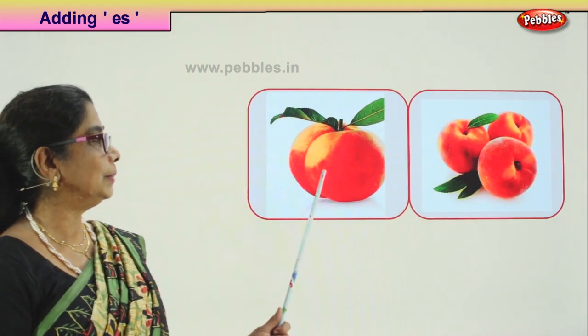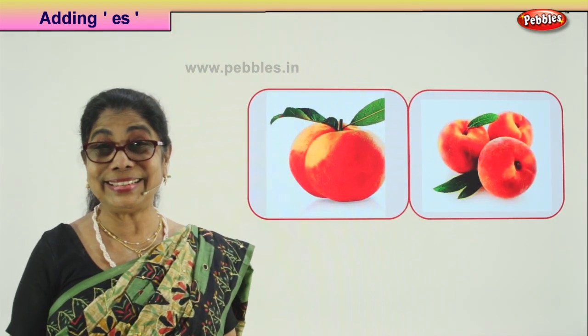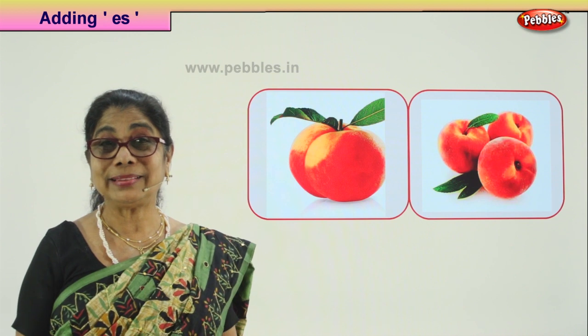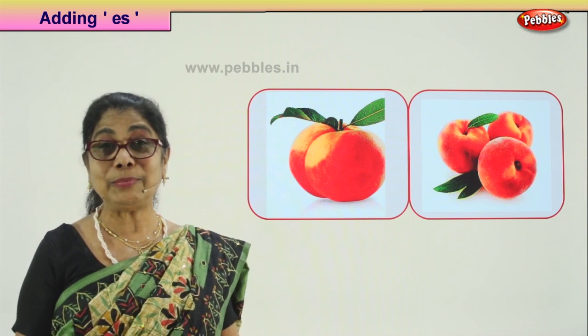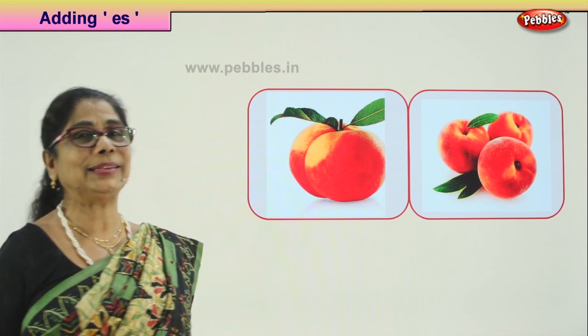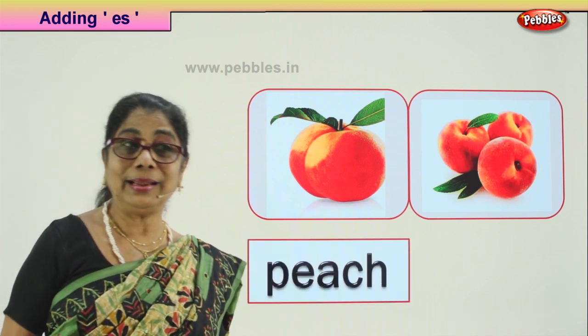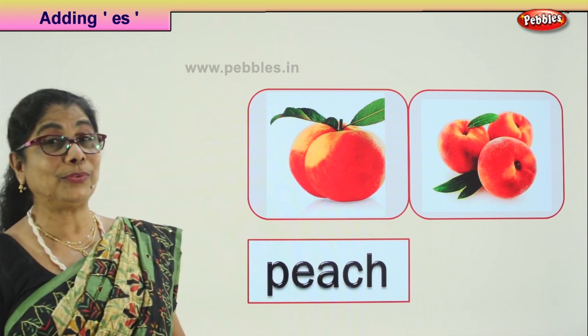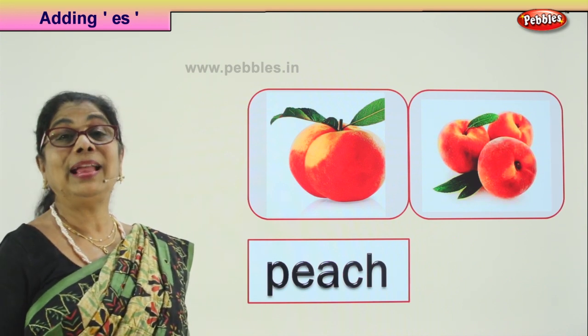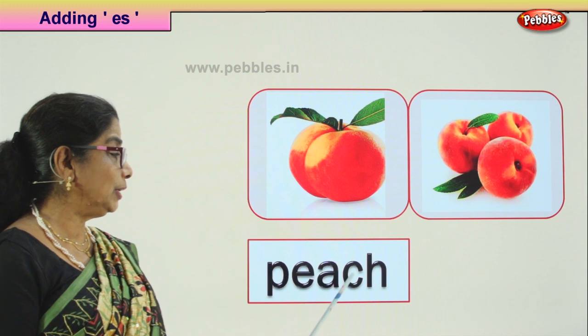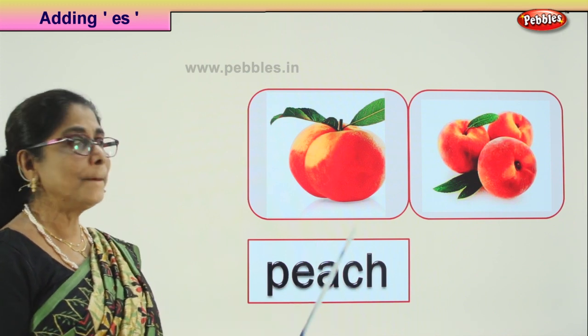Look what we have here. You'll have to eat this. What is it? It's a fruit. The color of the fruit and the name of the fruit is the same. What is that? Good. Peach. The color and the name of the fruit is peach. One peach.